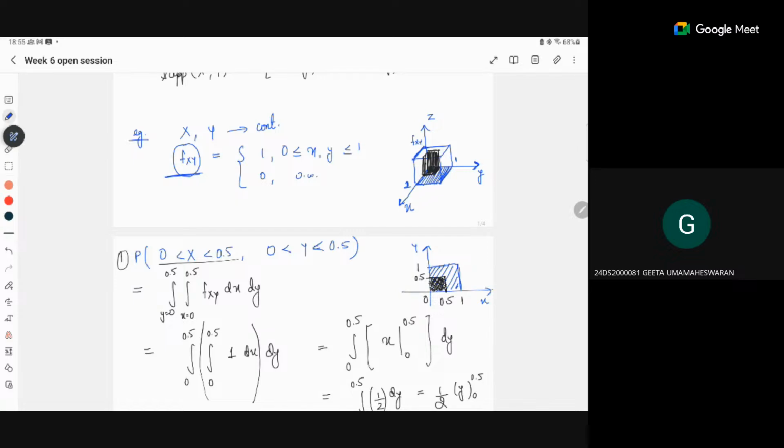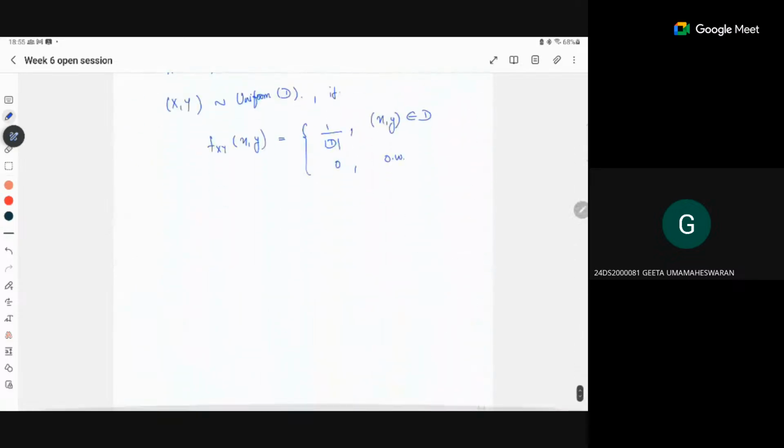So what was xy in our case? What was D? D was this rectangle of area 1. This was my D, the region in our example. And what is the area of this D? Length times breadth, which is 1 times 1, which is 1.